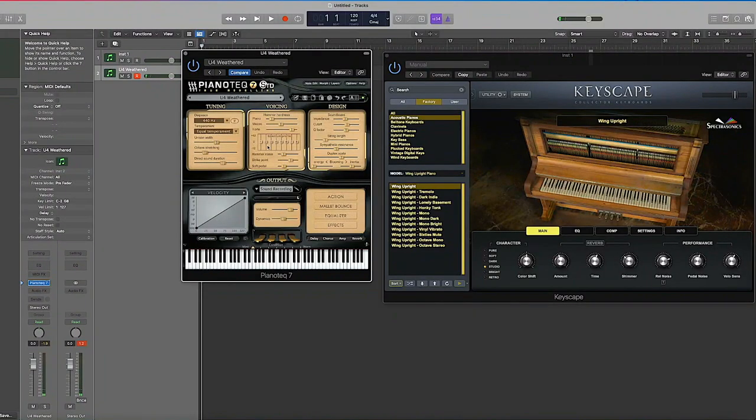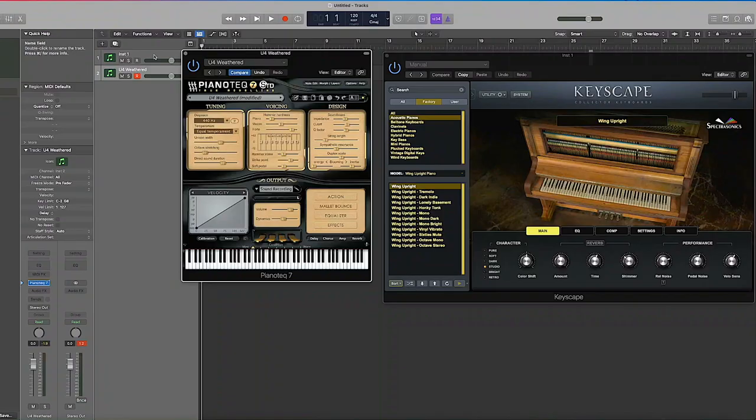I don't even know you could get those kinds of weird mechanical sounds happening in Pianoteq. So this is definitely a great functional. And you can play with the level of weatheredness and tuningness, unison width, you can really push that. So that's the advantage of Pianoteq.